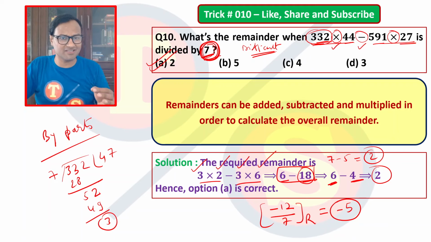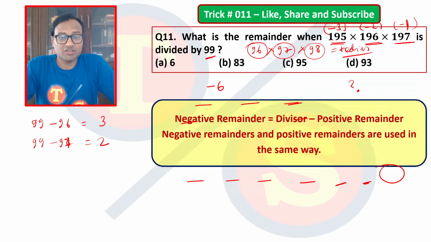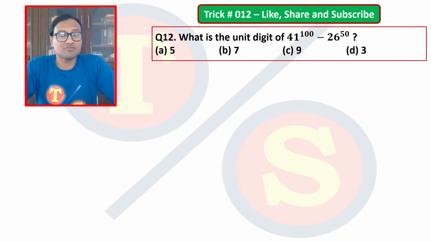Whatever is easy, whatever is simpler, right? Negative remainder or positive remainders, they all can be used. They both can be used interchangeably. Then if we see question number 12. So question number 12 is, what is the unit digit?